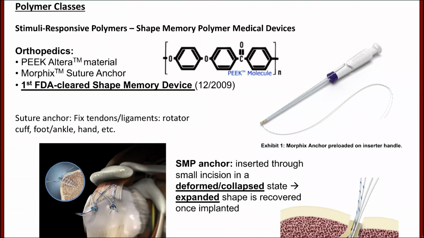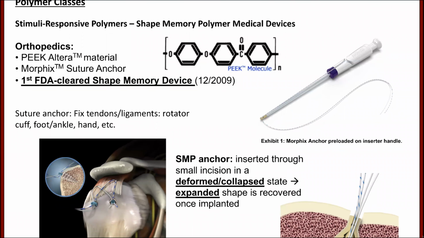What they've also done is been able to commercialize some of these shape memory polymers into medical devices. One area that has found quite a lot of interest is orthopedics. So this is PEEK. It's actually a PEEK molecule, that's why it's called PEEK Altera material. And it's used for the Morphix suture anchor. It's the first FDA cleared shape memory device, in December of 2009.